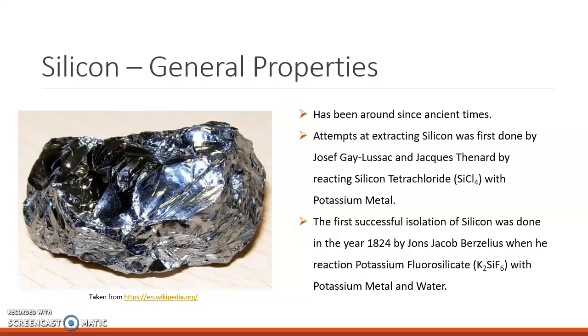Like carbon, it also has been around since ancient times, as evidenced in the early flint tools that were used by the first humans. Attempts at extracting silicon were first made by Gay-Lussac and Thenard in the year 1811 through a reaction of silicon tetrachloride with potassium metal. The first successful isolation of the element was credited to Berzelius in the year 1824 when he reacted potassium fluorosilicate with potassium metal and some water. You can see on the left that it is a grayish-blue solid, brittle and hard at standard temperature and room pressure.